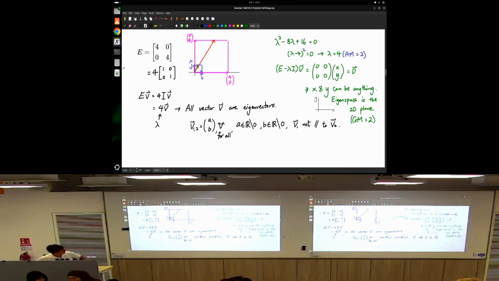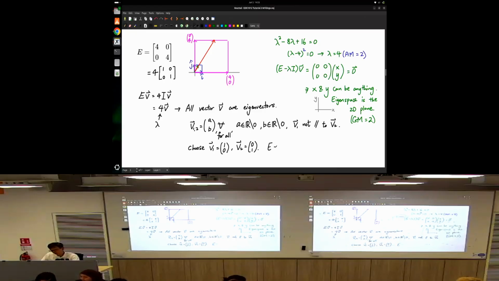So hence, is A diagonalizable? The answer is yes. You can choose any convenient 2 eigenvectors. For example, if I want to diagonalize this, the eigen decomposition, I can just conveniently choose V1 equals (1, 0), V2 equals (0, 1). (1, 1) also can, but just a bit more tedious.